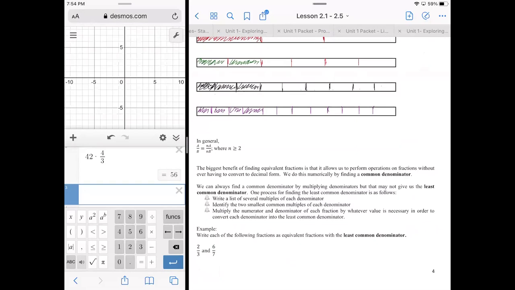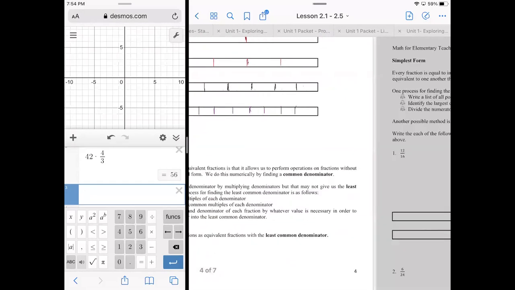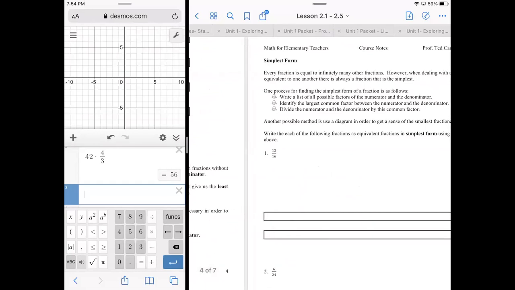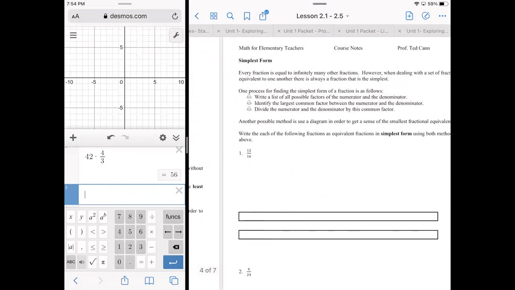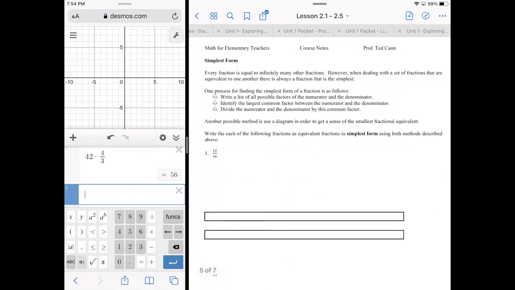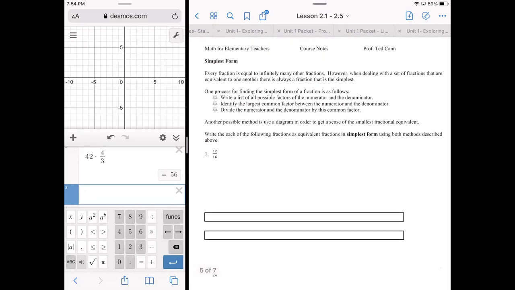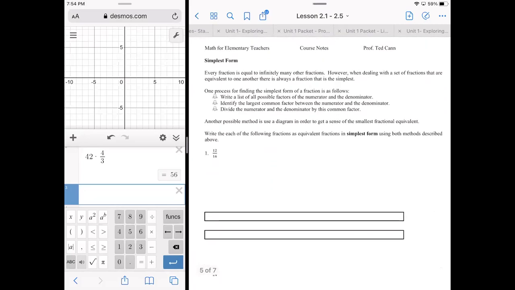We want to find simplest form, but we also want to be able to find a common denominator. So we'll start with a common denominator. I'll actually take that as a typo too, because it really actually makes more sense to talk about the simplest form before the common denominator. So that's actually what I'm going to do. I'm going to flip to the next page, talk about the simplest form, and then come back and grab the common denominator. Right? But like I said, I'll take that as a typo because I want to fix that for future classes, definitely.